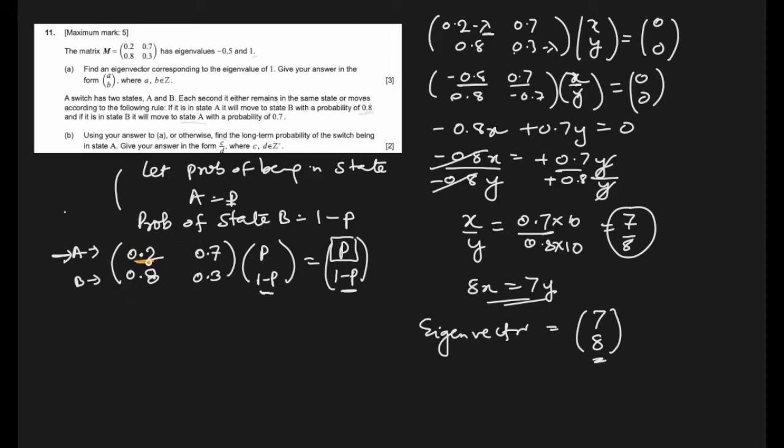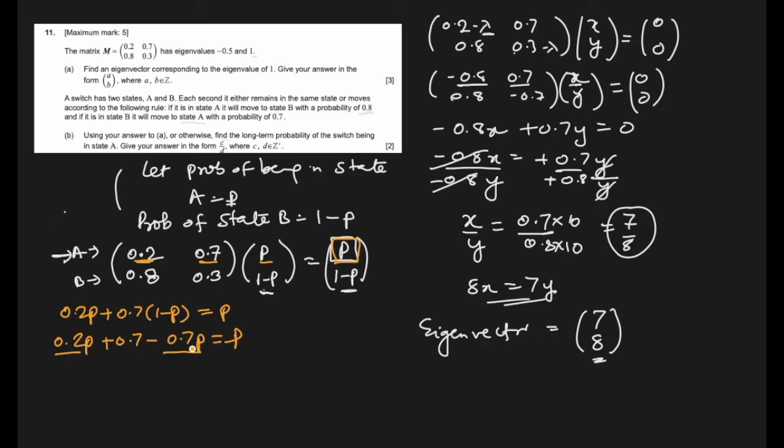So 0.2 times P plus 0.7 times 1 minus P has to give us P. Okay, and that becomes our equation. We'll find P through this. 0.2P plus 0.7 minus 0.7P equal to P.